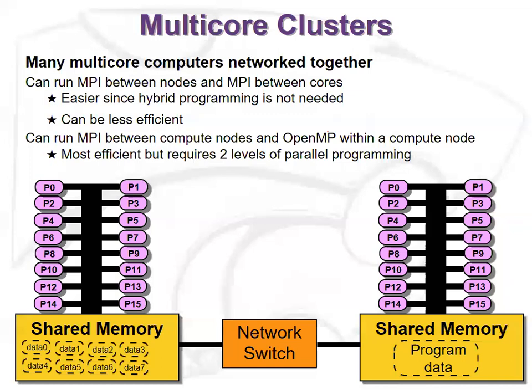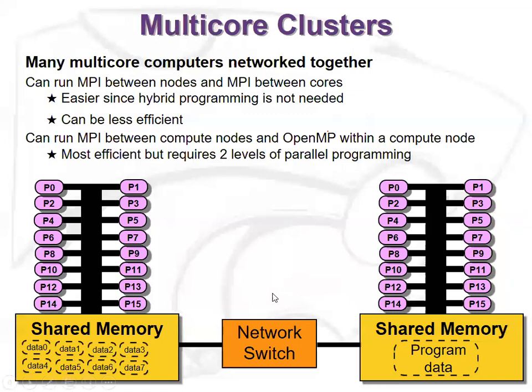So we are going to continue to add complexity. So we added multi-core. Now we're doing multi-core clusters. So instead of scalar clusters, now each of our systems has multi-cores, but is connected by a network switch. So again, since we're doing multi-node, we have to do MPI between the nodes.